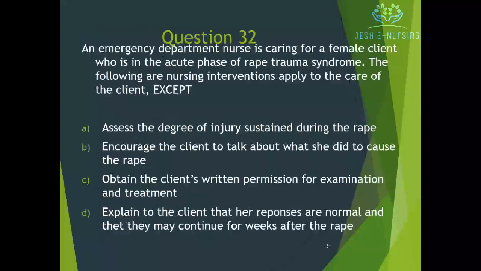B. Encourage the client to talk about what she did to cause the rape. That's the wrong answer. We should not ask them to explain their cause. It will lead to more distress. So the other answers are correct. Assess the degree of injury sustained during the rape. That is correct. Then obtain the client's written permission for examination and treatment. That is important. Explain to the client that her reactions are normal, and that they may continue for weeks after the rape. All this information we can give. So the wrong answer is B.